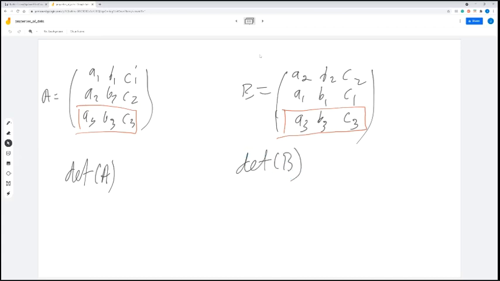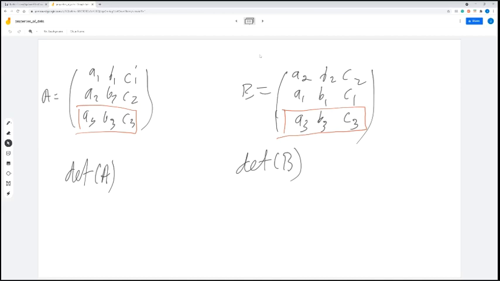When you expand, remember what we do: we take an entry in the row, and then we calculate its cofactor, which is the minor of the remaining entries. But the remaining entries are going to be the entries of the first row and the second row, and they are switched in A and B. They have different positions; one is on the top, the other one is at the bottom. And this means that each cofactor of A will have the opposite sign of the corresponding cofactor in B.